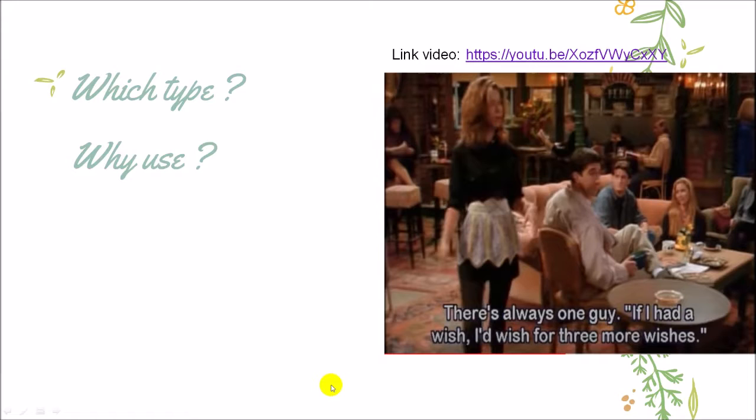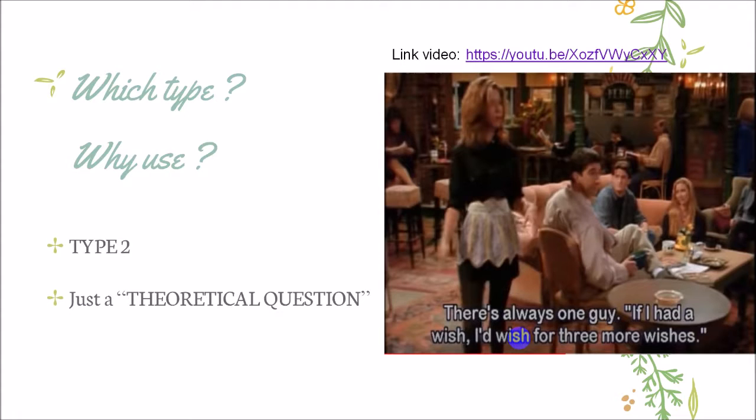Okay, so which type do they use in this video? We say it's type 2. Okay, if I were omnipotent, right? Were, type 2. And why do they use type 2? Because it is just a theoretical question, right? It is not real. No one can be omnipotent for a day. When we just say theoretical things, we use type 2.